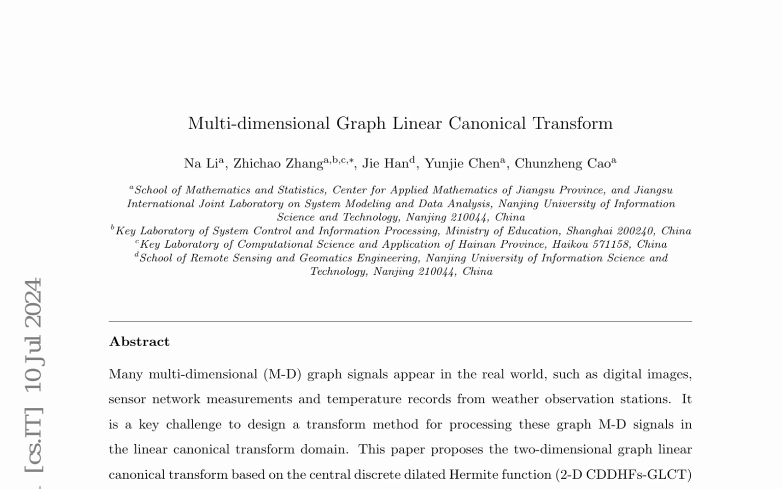The paper proposes two novel approaches for processing multidimensional graph signals in the linear canonical transform domain. The first approach is the two-dimensional graph linear canonical transform based on the central discrete dilated Hermite function, 2D CDDHFs-GLCT, and the second is based on chirp multiplication-chirp convolution-chirp multiplication decomposition, 2D CM-CC-CM-GLCT.